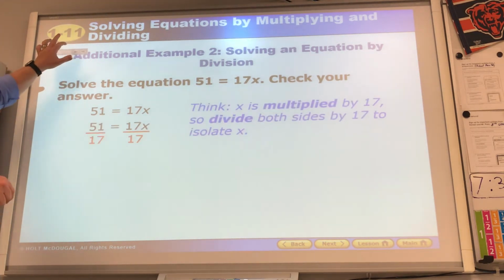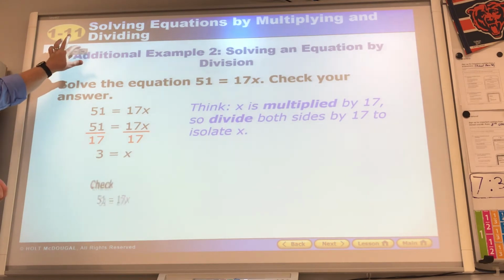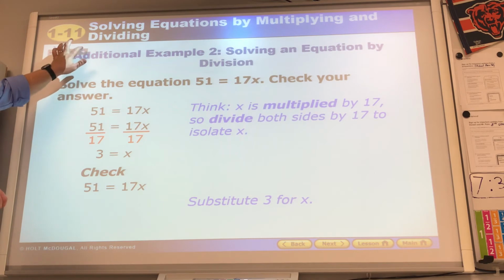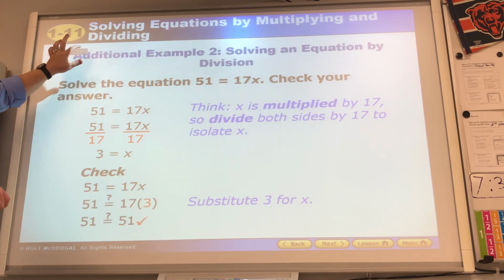Let's see what they did. Make sure I did it right. All right, that does equal 3 when they divide by 17 on both sides. Now we're going to plug it back in. 51, it checks out.